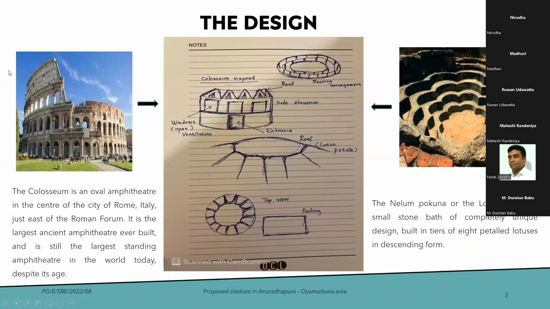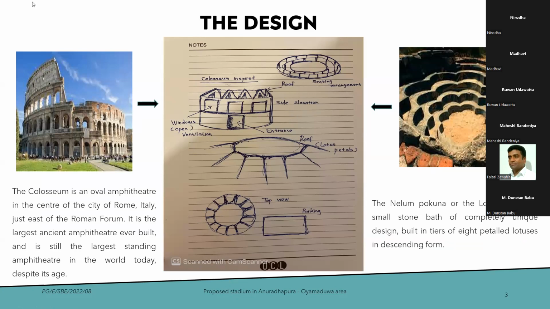Okay, thank you. When I'm doing the design, I refer to buildings. One is the Colosseum, which is in Rome, and also the Nelum Pokuna. I just can't take an alien design and plant it here in Anuradhapura, so I decided to give the building a cultural touch.